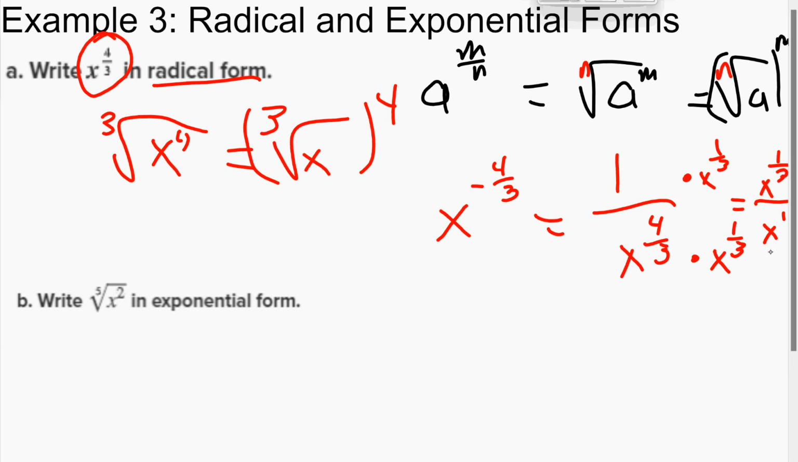And that's how you do it in your homework, except you probably wouldn't put a 1 right there. So that's how I have you deal with negative exponents and fractional exponents in the denominator.